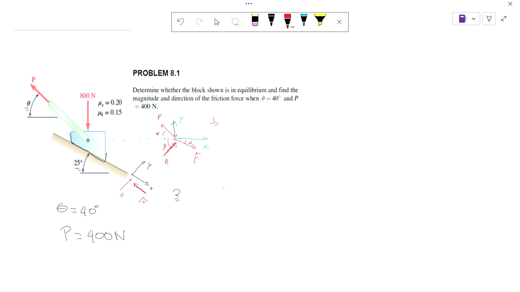That's our friction force. Then we have 800 newtons vertically like so, and we have a P. And I think this is easier because they're really giving us the angle right here. You know, this angle right here. So let us try approach 2.